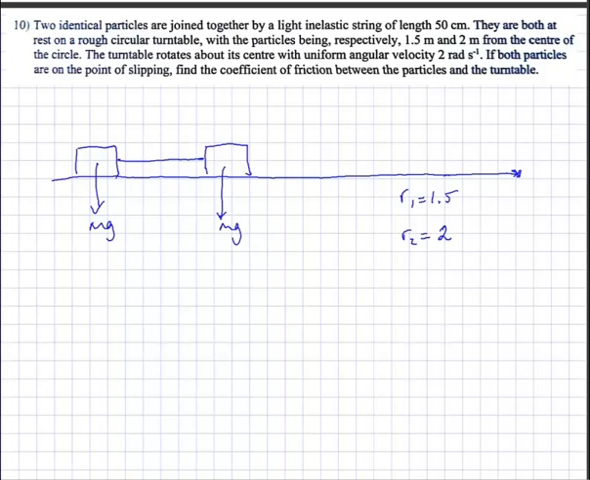So, two identical particles. We don't have their mass, so we'll just call their mass m. They're on a turntable, and they are connected by a string of length half a meter, 50 centimeters.